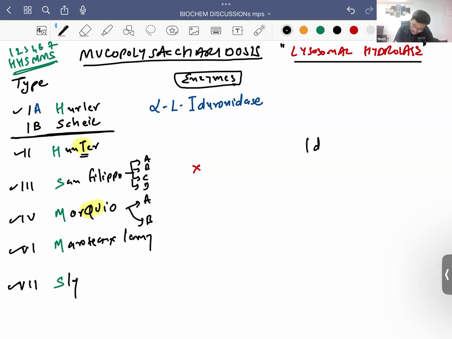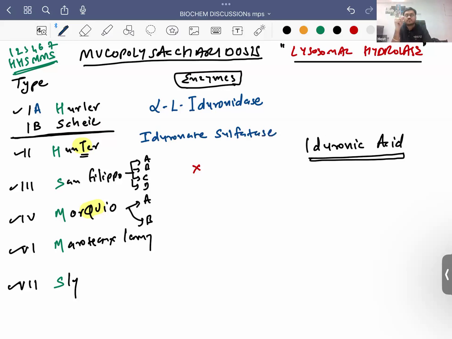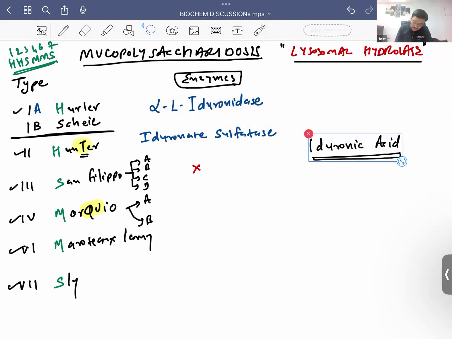Remember this name, iduronic acid. This is a carbohydrate, a monosaccharide. As we all know, mucopolysaccharides have a carbohydrate component within them as well. So for type 1 and type 2, for both of them, this name iduronic acid is there. For type 1 it is iduronidase, and for type 2 it is iduronate sulfatase. We might feel difficulty in remembering the names, but if you read and then revise, it will be easy for you. So if you remember this name of iduronic acid, based on that, you'll remember the first two, iduronidase and iduronate sulfatase.